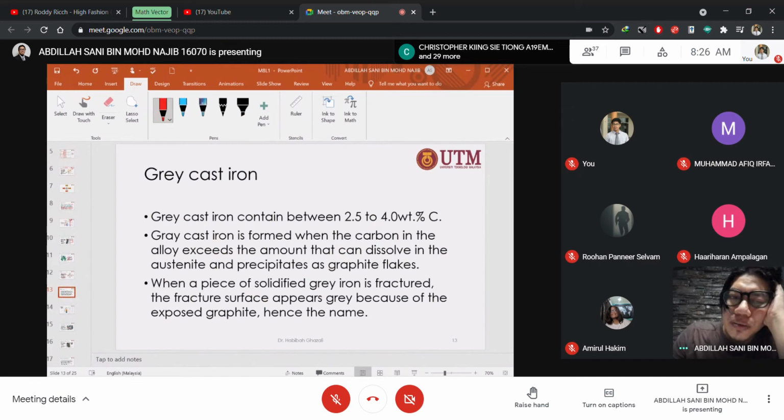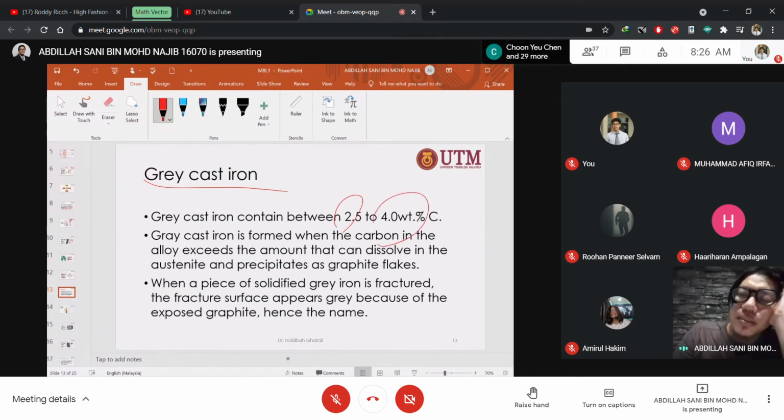So we go to the gray cast iron. Gray cast iron. So yeah, the content is like this. The carbon is slightly higher, and it is formed when the carbon in the alloy exceeds the amount that can dissolve in austenite and precipitate as graphite flakes.